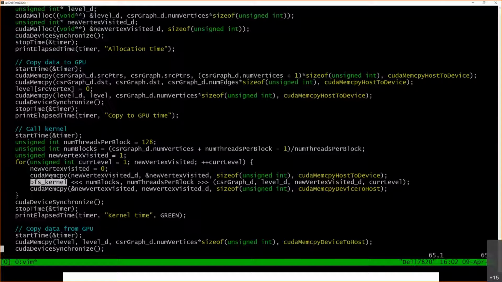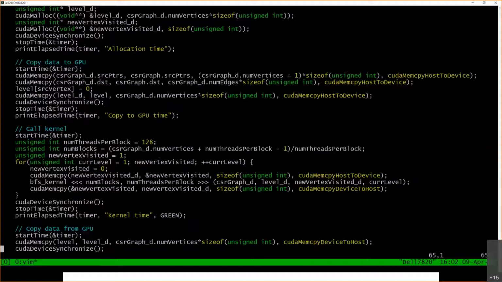The reason is that I need to have a global synchronization across the different levels. So I'm going to have a kernel called for every level, and this kernel will process that particular level. And I'm also going to have this new vertex visited flag that's going to tell me whether a new vertex was visited on a particular iteration, so that I can know when to stop iterating across levels.